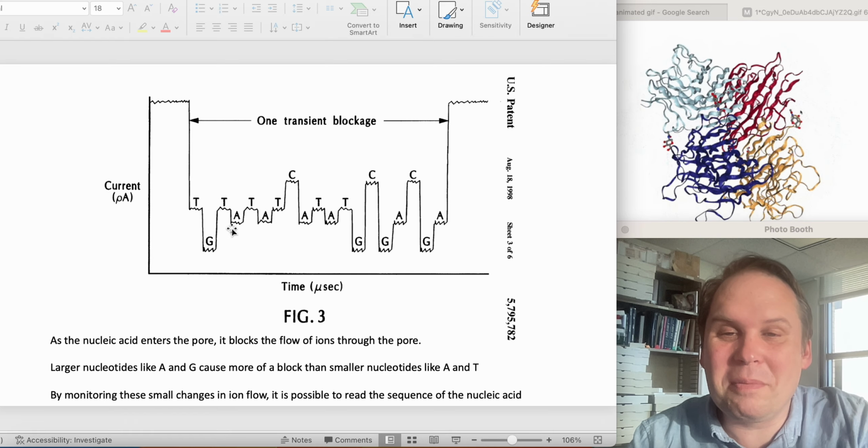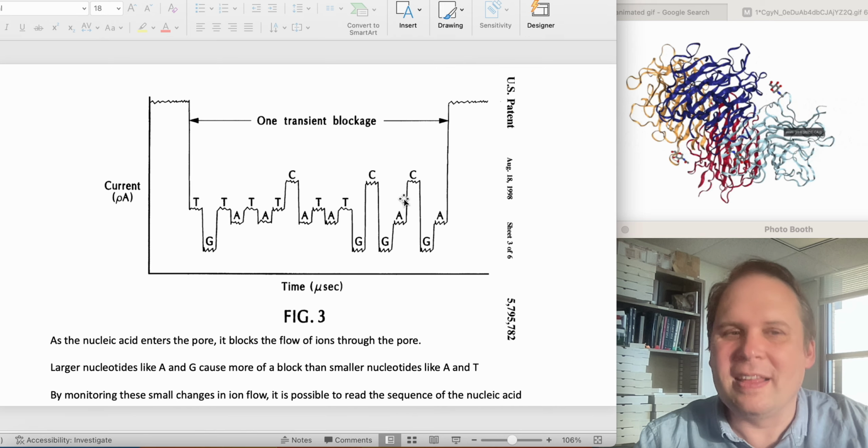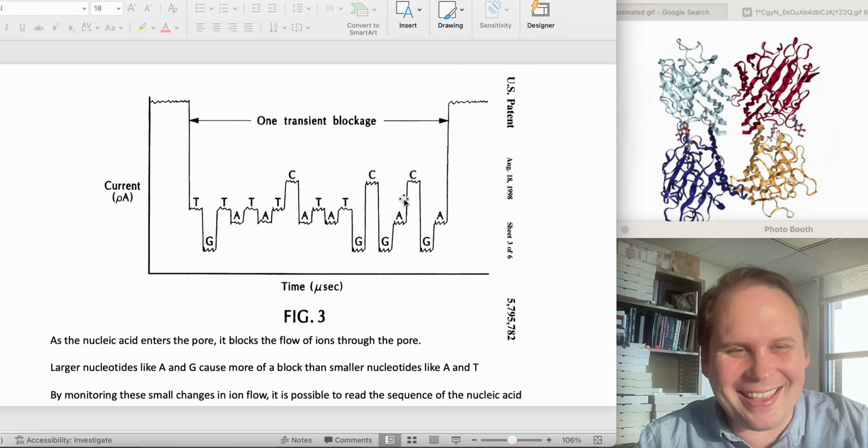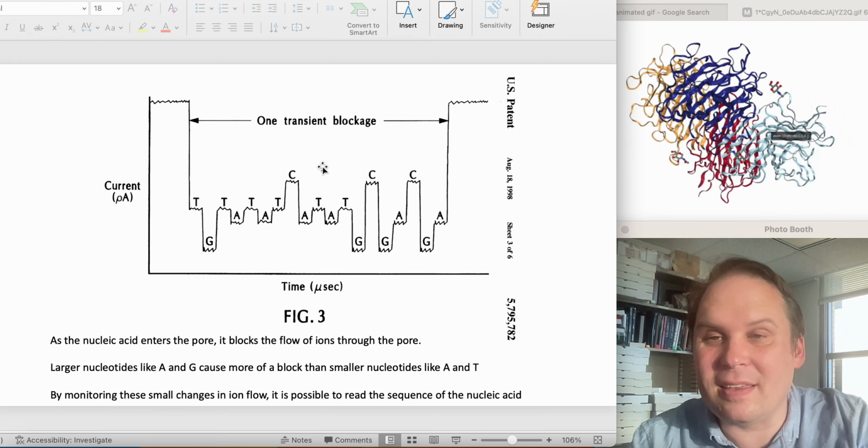And they go through in a particular order. And so you know the order of the nucleotides and what the nucleotides are. That, my friends, is sequencing. That is nanopore sequencing or pore-based sequencing.